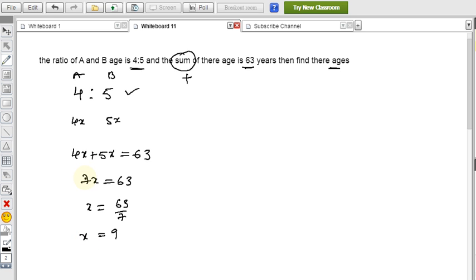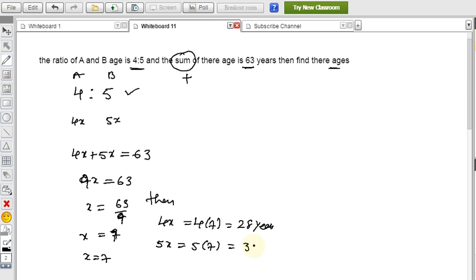This is 4x plus 5x, 9x. Then 63 by 9, that is 7. So x is equal to 7. Then we need to find their ages. 4x is the age of A, so 4 into 7, 28 years, and the age of B is 5x, so 5 into 7 is 35 years.